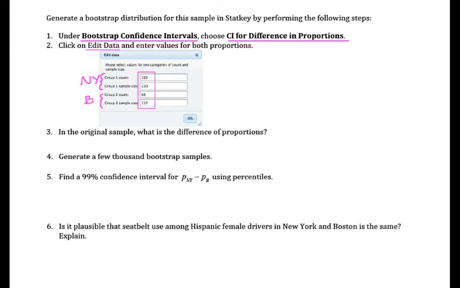One nice thing about proportions is that you get to control that. A lot of the time when you're pulling in a data set, StatKey just decides which one is group 1 and which one is group 2, usually just based on which value comes up first in the data set, and you don't have any control over it, and you have to interpret whatever direction it decided to subtract in. So we get to tell it New York minus Boston, which is kind of nice.